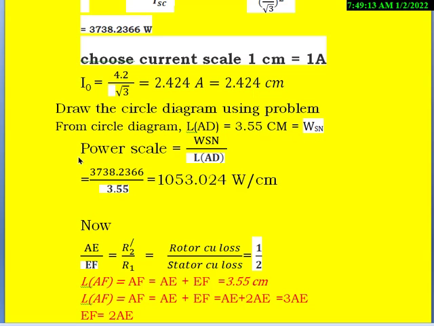So now we can decide the power scale, which is equal to WSN by LAD, meaning the distance between A and D. We know WSN, which is already calculated. That value is 3738.2366 watts divided by 3.55 centimeters. So we get 1053.024 watts per centimeter.